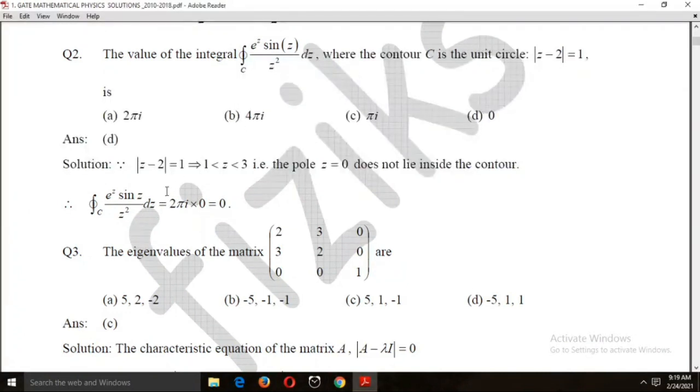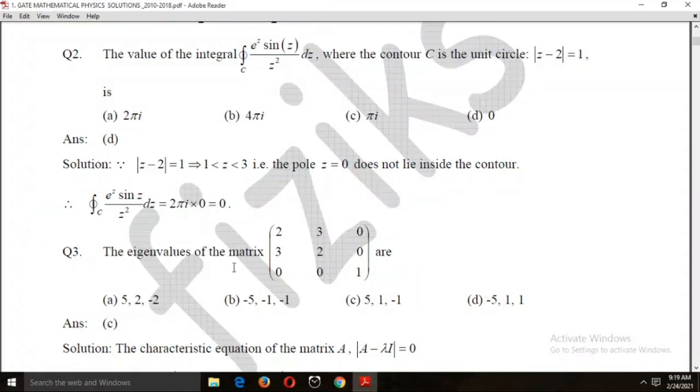So for this, mod of z minus 2 equal to 1 implies the value of z lies between 1 and 3. Here the pole z equal to 0 does not lie inside the contour. So from the method of residue, we will find the value 2 pi iota multiplied by 0, so it will be 0. So our answer will be option D, 0.